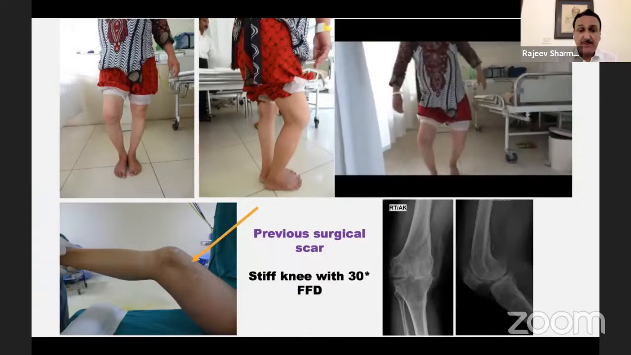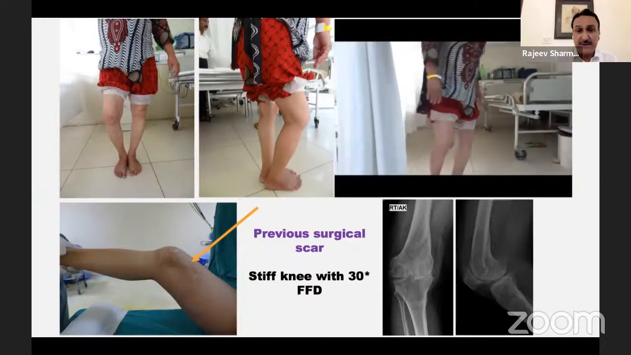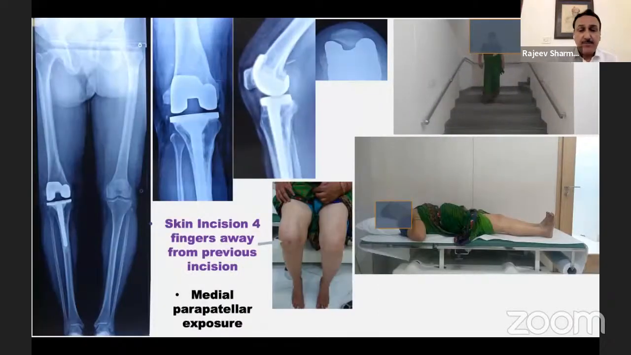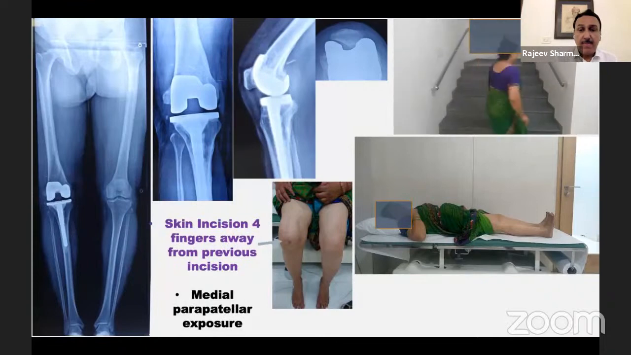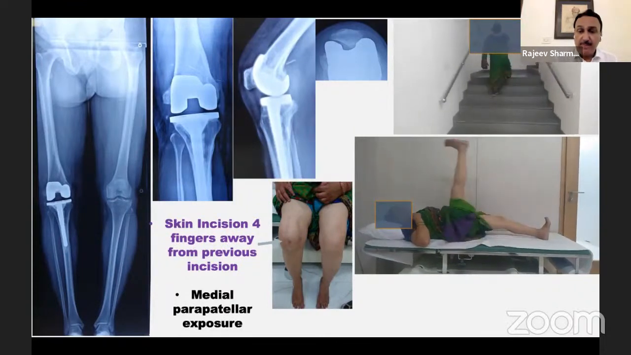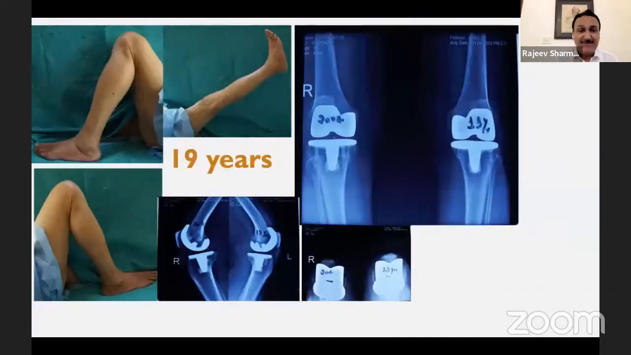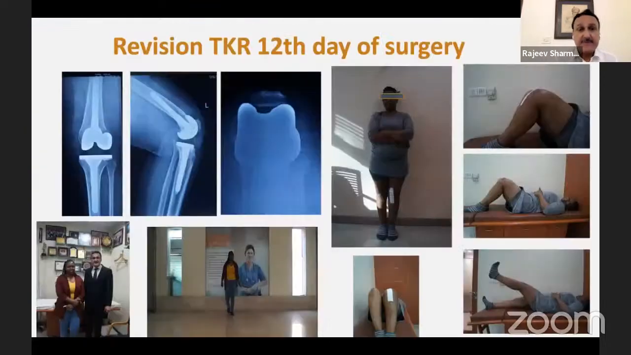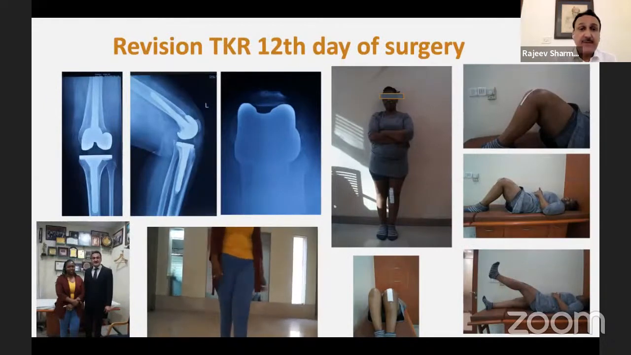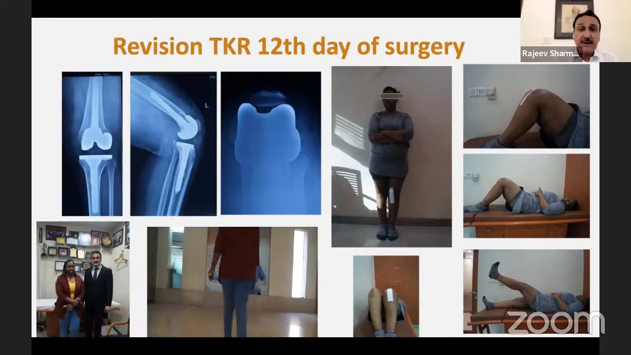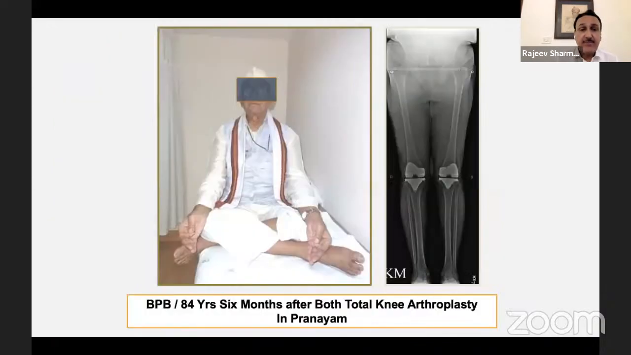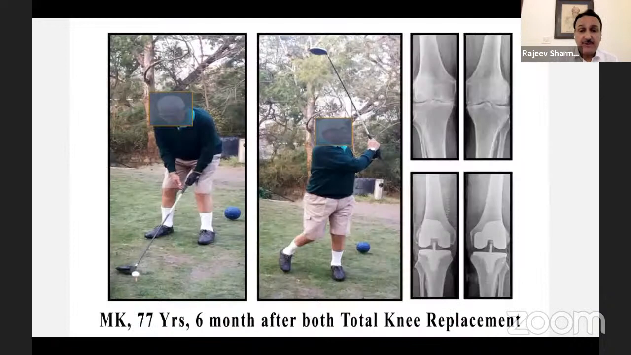You see this previous surgical scar, stiff knee with 30 degree fixed flexion deformity. You see this patient. This patient at 19 year follow-up, the LCS joint of my own, has excellent stability. There are no signs of loosening at 19 years. Revision joints similarly perform equally well, as you see here. That's the patient after revision TKR on the 12th day of the surgery. Good function, like all these patients.